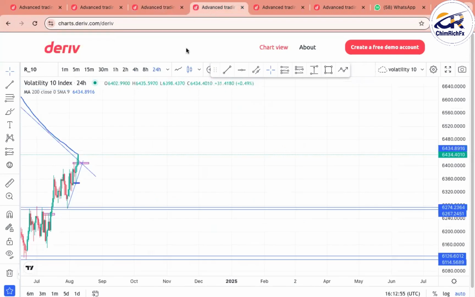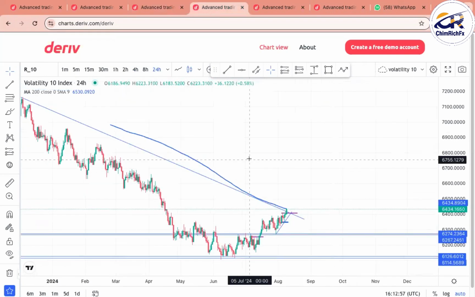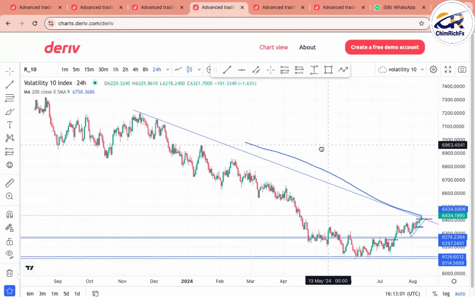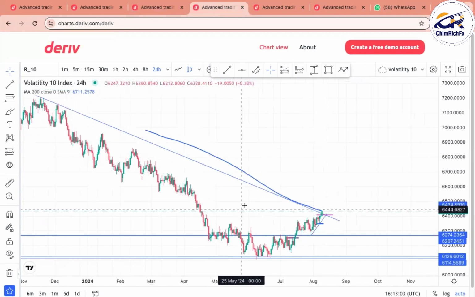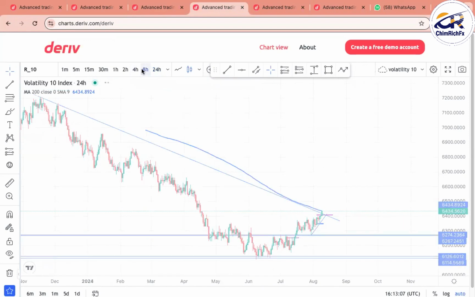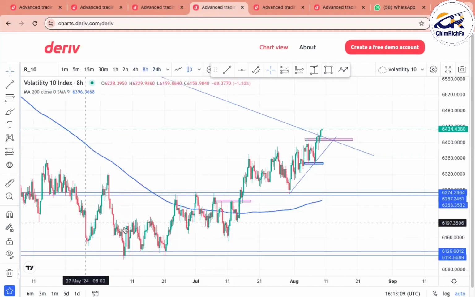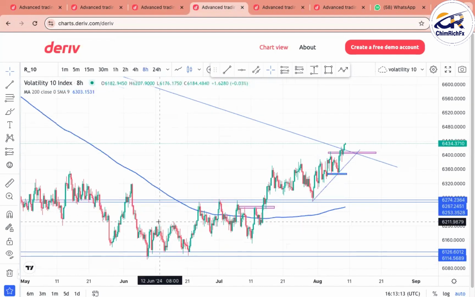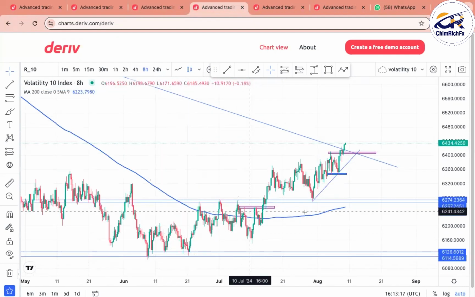Let's move to the V10 index. The V10 index, as you can see, the overall trend is a bearish market. But let's go to the 8 hours time frame. From the 8 hours time frame, you can see that the market made a double bottom pattern and started pushing price upward.